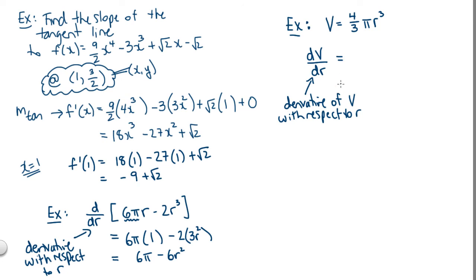Okay, and again, our rules are going to work just as before. So this 4/3 pi out in front there, that's a constant. It's multiplied by the rest of our function. So we're going to keep it out in front and then multiply by the derivative of r cubed, which is 3r squared. And with a little bit of simplifying, we get our answer. So 4 pi r squared.